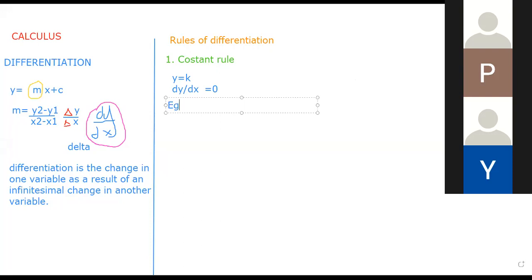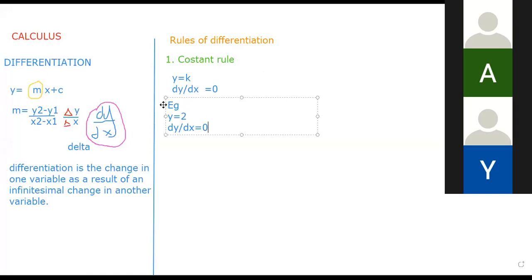Example. If I have y is equal to 2, and I say differentiate this, then dy dx is equal to 0. Okay, dy dx is equal to what? 0. Because 2 is a constant.